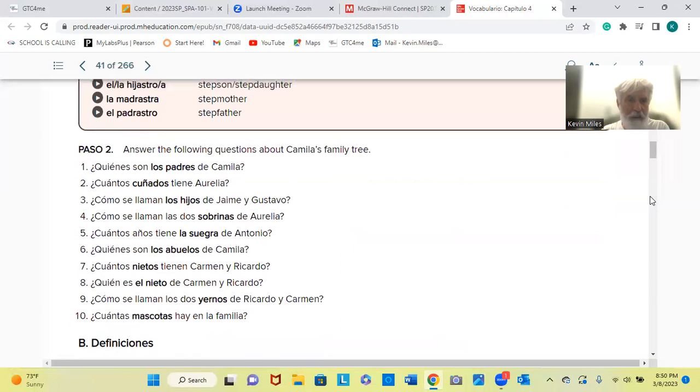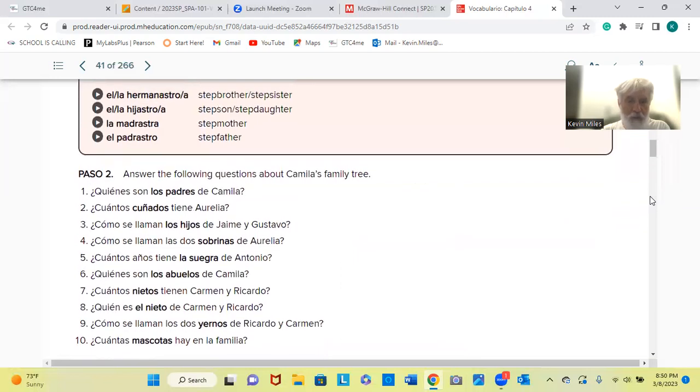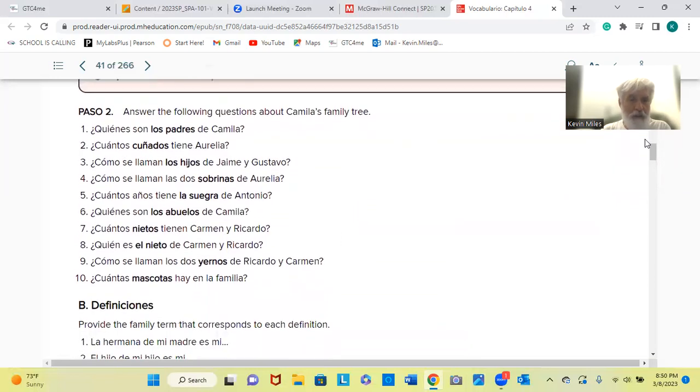Let's look at some of the questions here. For example, they'll give a family tree, and here's a question: ¿Quiénes son los padres de Camila? We have to understand this. By now, you should know that ¿quiénes means who.